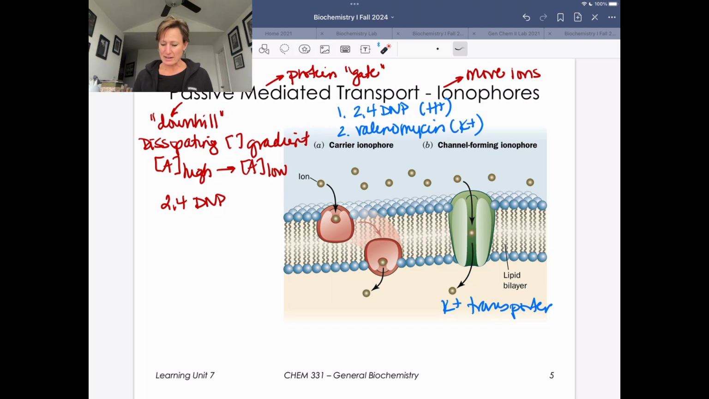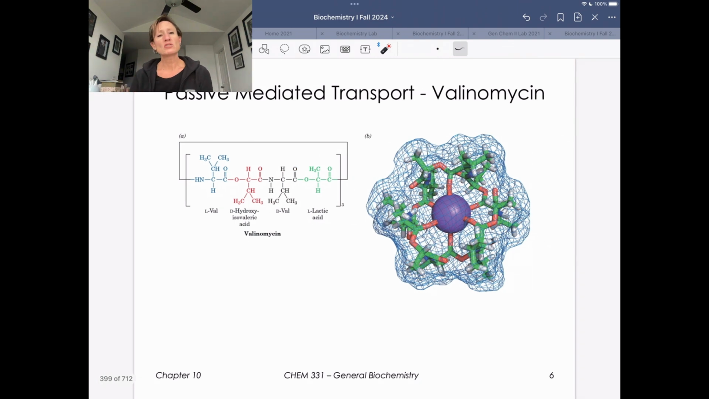They're substances that allow us to pick up an ionic species from a high concentration side. And because of a change in their chemical properties, in 2,4-dinitrophenol that was a protonation state, or in the case of valinomycin, it's actually the chemical structure, it's allowed to flow through the lipid bilayer and then deposit that ion on the other side, dissipating the proton gradient. So we're going to understand how valinomycin works by looking at its structure.